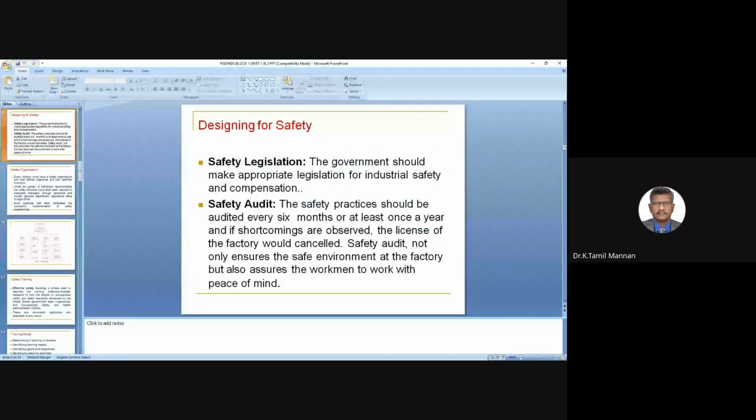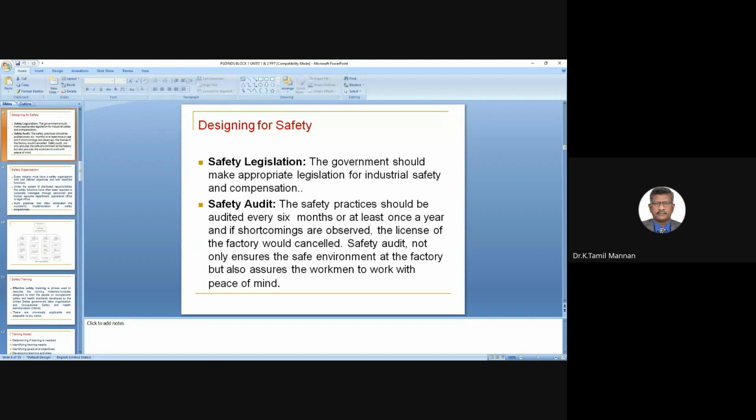So safety legislation: the government has to make the appropriate legislations for industrial safety and commercial as per the Industrial Safety Act 1948. Similarly, auditing is very important for each and every sector, and in safety also. It should be audited every 6 months or at least once in a year. Shortcomings should be observed and should be rectified.